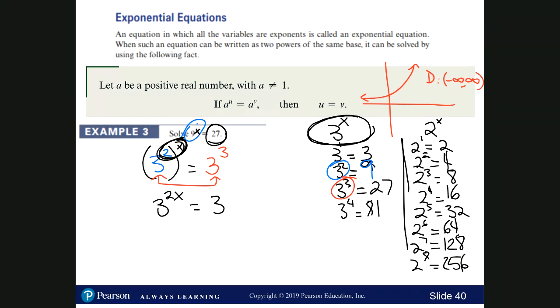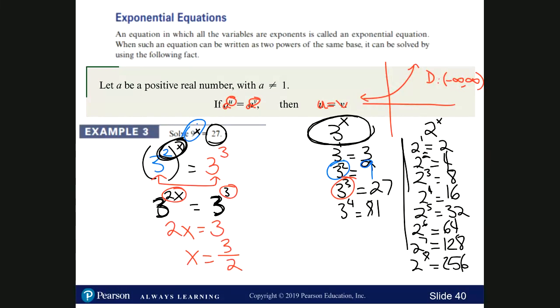Now we know that the 3 on the left side must be equal to the 3 on the right side. So what we assume is that 2x is equal to 3. If the bases are equal, then the exponents must also be equal. So here we have 2x is equal to 3, so then x will be equal to 3 divided by 2.